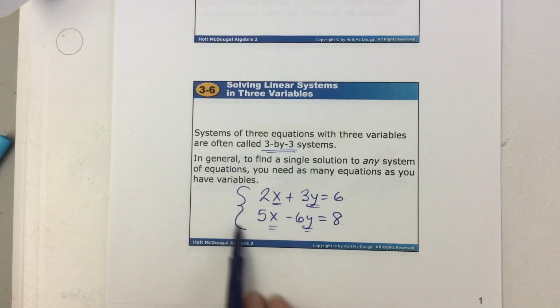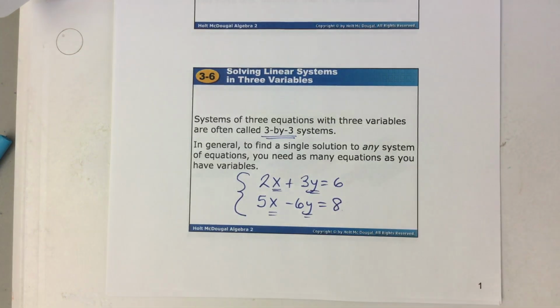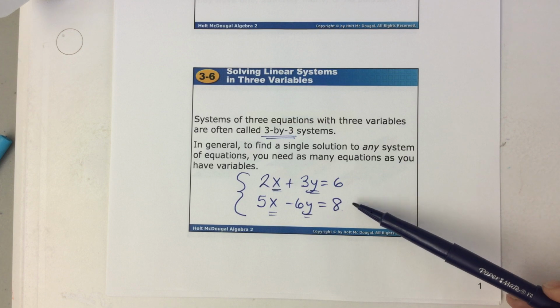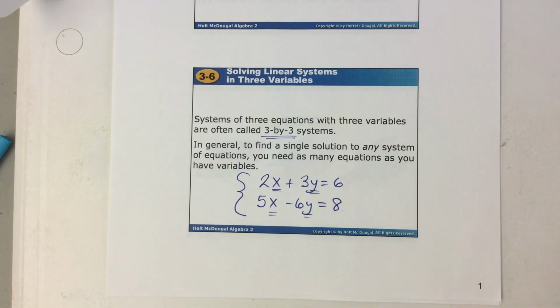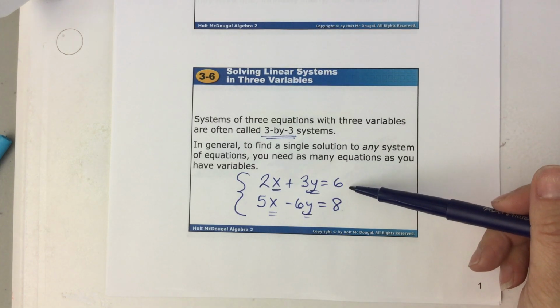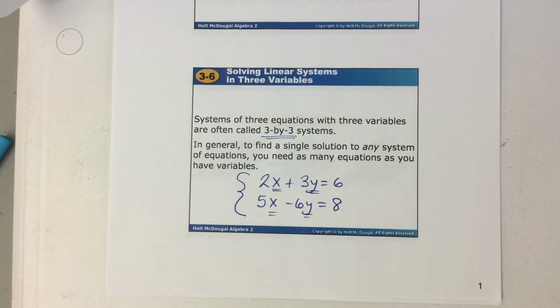And just to remind us of something we've already done in this chapter, here is a 2x2 system. This is where we started the chapter. In 3.1, we graphed these, and our solution was the ordered pair where they crossed. In 3.2, we looked at substitution and elimination, and again, our solution was an ordered pair.